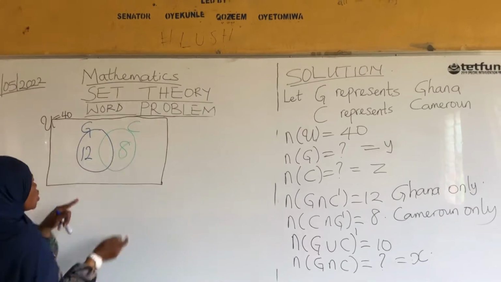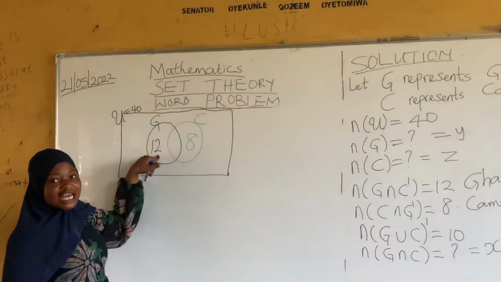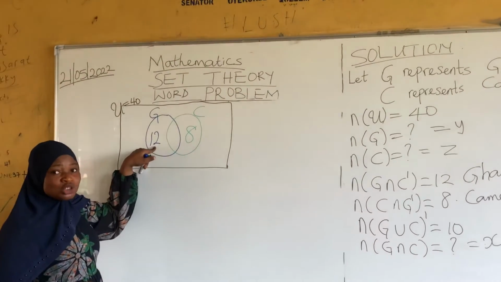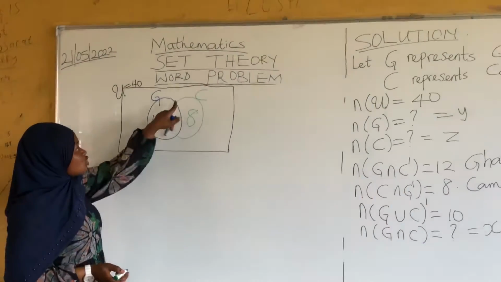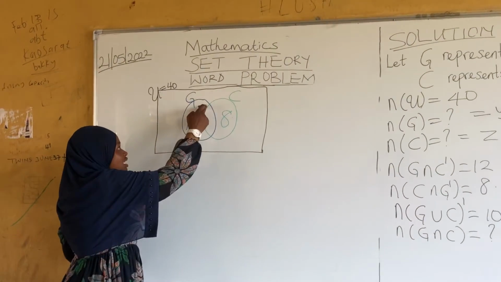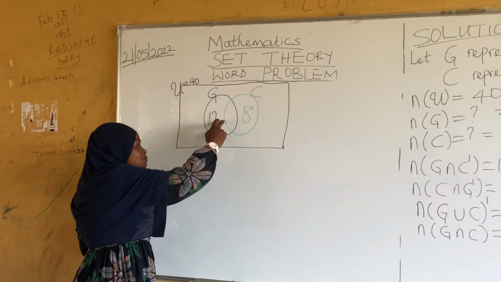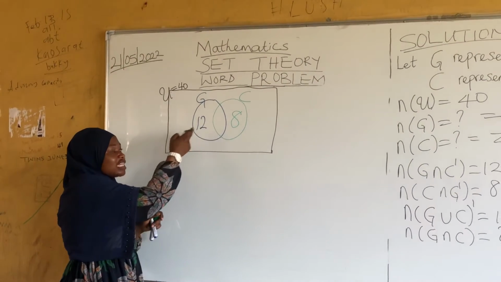That is Cameroon only. This place is Ghana only, those that have traveled to Ghana only. They do not have anything to do with Cameroon. They have never reached this place, let's say this is their border. So they have never reached this place, those that have traveled to Ghana only.